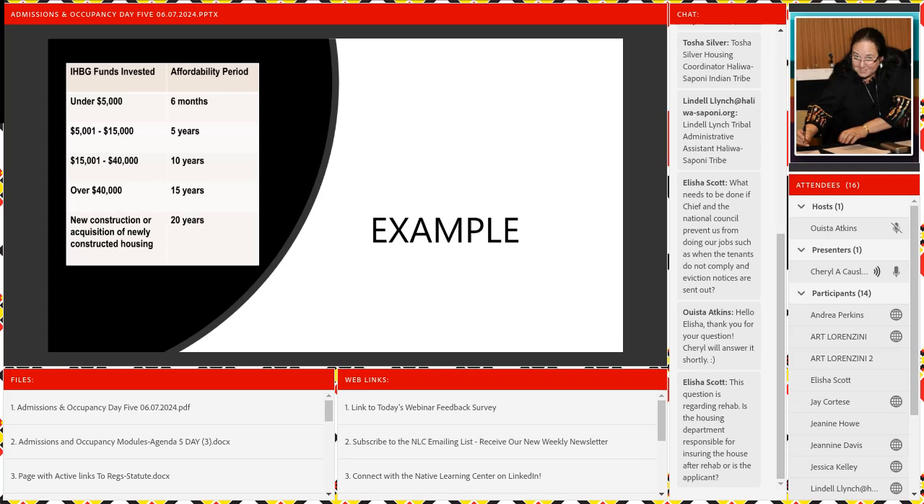15,001 to 40,000, it's a 10-year affordability period. Over 40,000, 15 years. New construction or acquisition of newly constructed housing, a 20-year period. Okay.